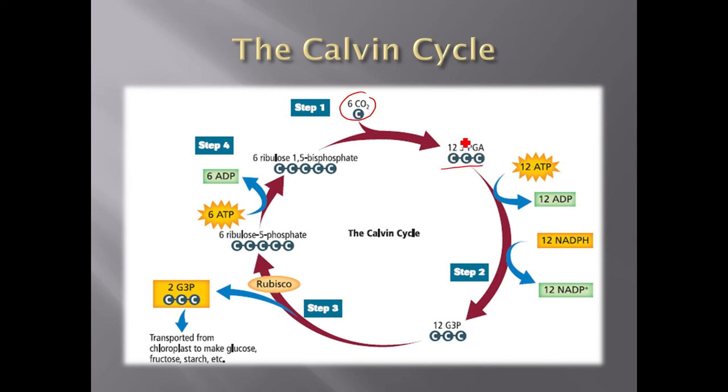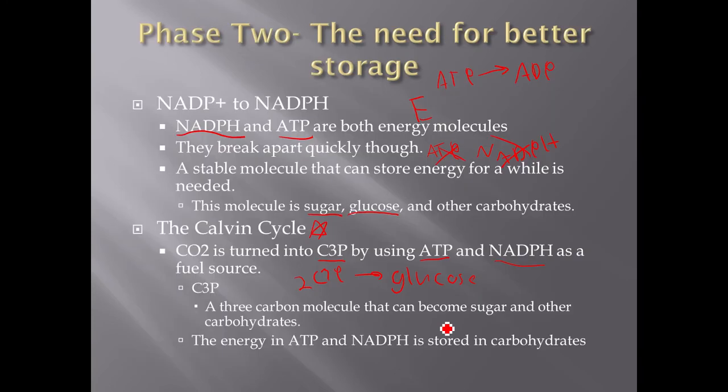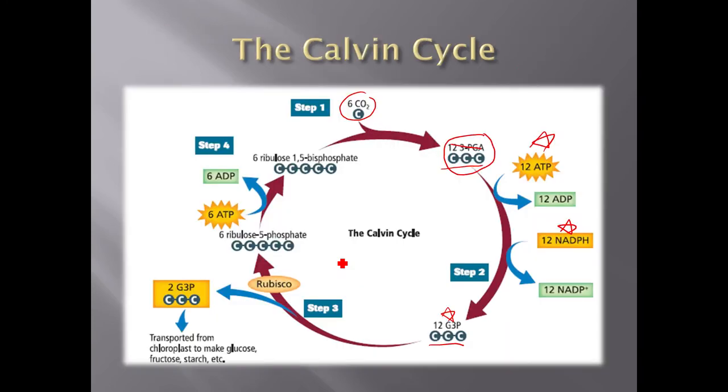Now, you don't have to know the names of these molecules. At most, guys, I will require you to be able to draw this out. But the names here, I don't care too much about. So what happens is that 6 carbon dioxide is then used with 12 ATP and 12 NADPH, and that creates a molecule called G3P, which you might remember from back here. I mentioned it back in the previous part.